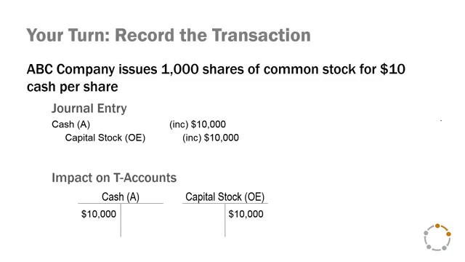Let's post these to the T accounts. The left side entry to cash gets posted on the left side of that T account. The right side entry to capital stock gets posted to the right side of that T account.